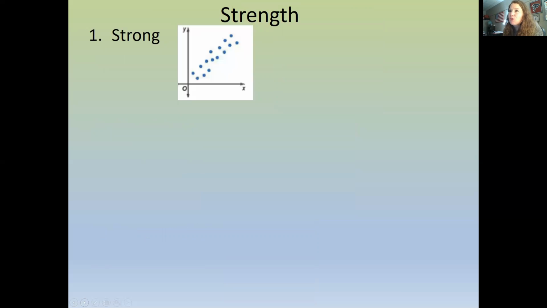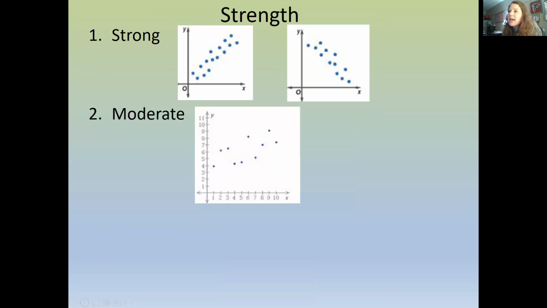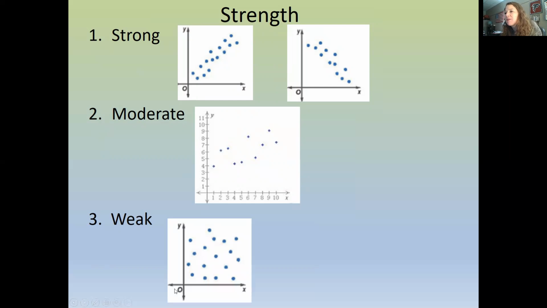You can have a very strong positive correlation or negative correlation, and then you might have one that's moderate. Even though those dots generally tend to go up to make a positive correlation, the dots aren't as close together as the top example. And then a weak correlation, I would say that one has no correlation. I wouldn't even call that weak. I would say that this one has no association between the two sets of data. So that's not a very good example. I should have changed that.